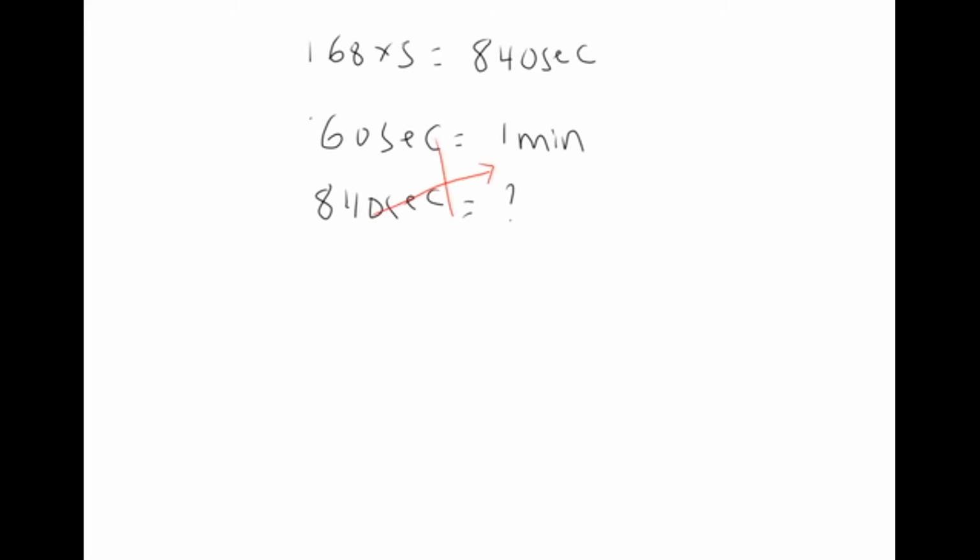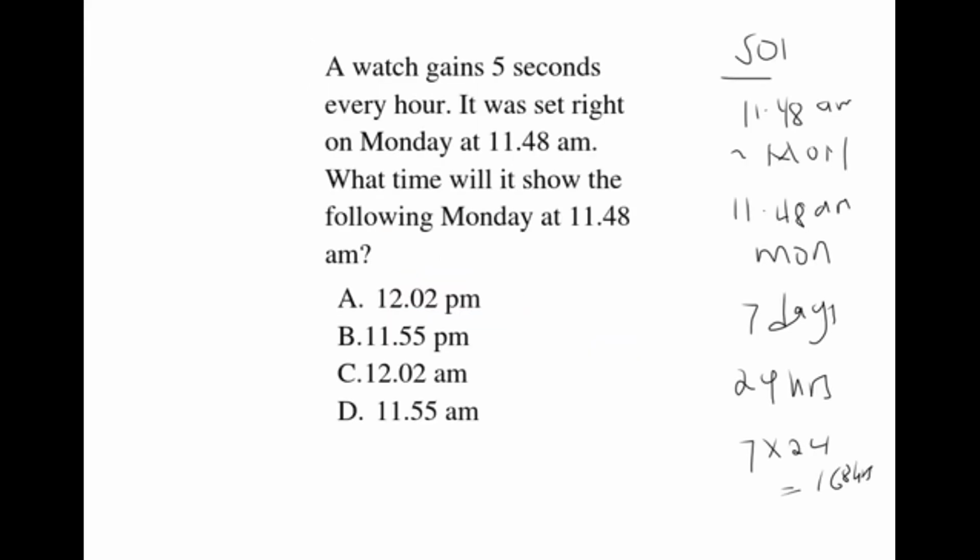We shall have 840 times 1 over 60. Then simplify by 60, we get 14. 14 times 1, this is 14 minutes. And remember, we are told that this watch gains 5 seconds every hour. So here it will have gained 14 minutes.